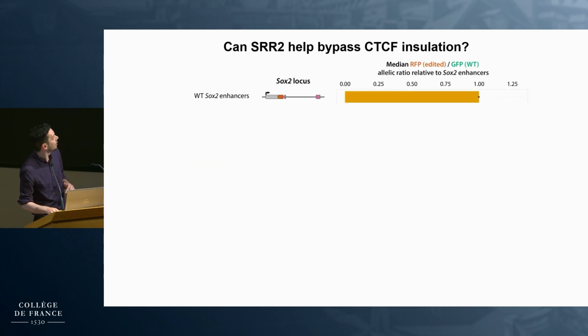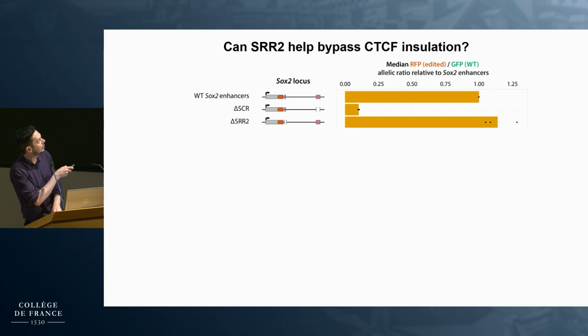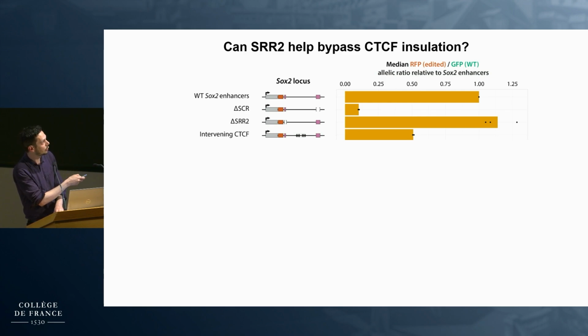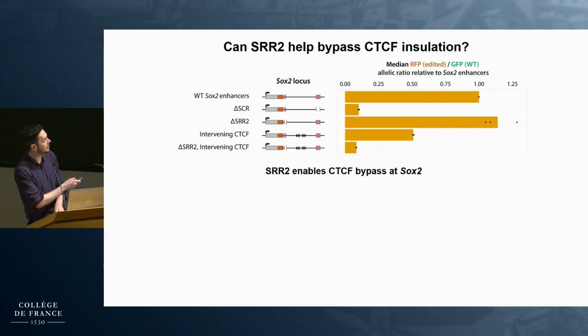The answer is yes. This is the normal SOX2 allele. Expression is set to 1. If you delete the distal enhancer, of course, expression goes down. I showed that to you. If you delete SRR2 only, not much happens. If you put the CTCF site with everyone else present, you only downregulate about 2-fold, which is consistent with Bing Ren's observation. But now, when we remove the SRR2, you lose expression. So indeed, it means that this CTCF bypass was mediated by the presence of this SRR2.